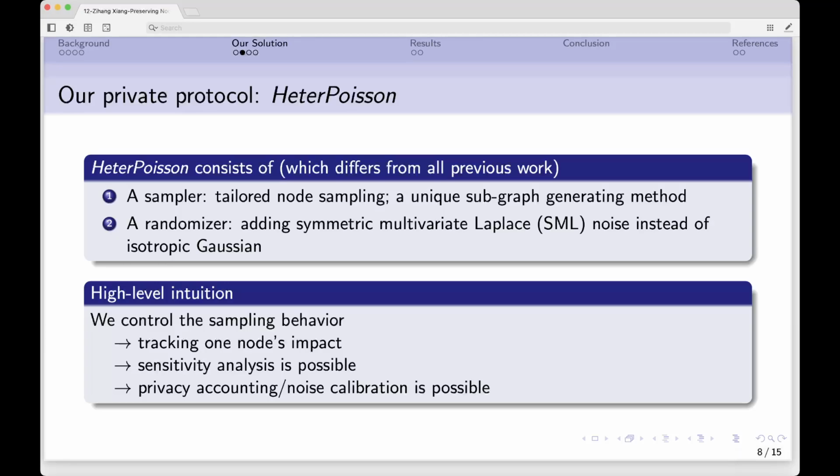To address this problem, in our work, we propose a node-level differentially private GNN learning protocol named Heter-Poisson. Our method consists of two main components. The first is a sampler, which contains a special node sampling strategy and a subgraph generating method. The second is a randomizer. We add symmetric multivariate Laplace noise instead of isotropic Gaussian. As high-level intuition for our protocol, we control the sampling behavior, and this allows us to track one node's impact, which means that tight sensitivity analysis is possible. And finally, privacy accounting or noise calibration is also possible.